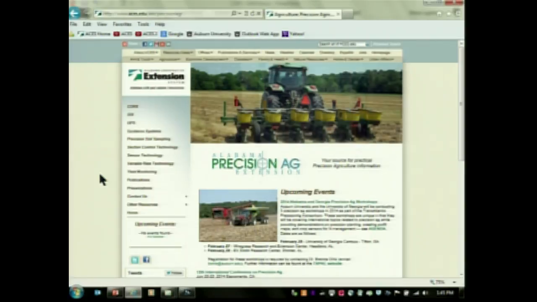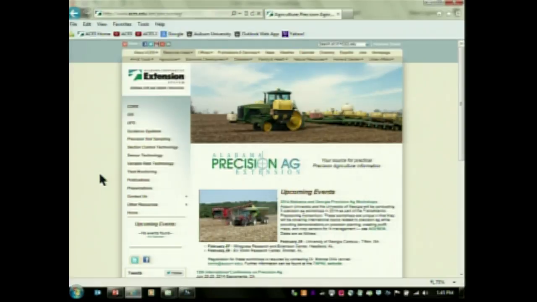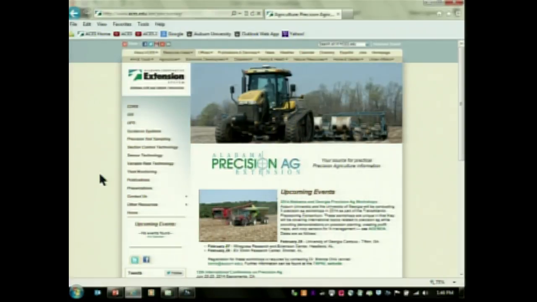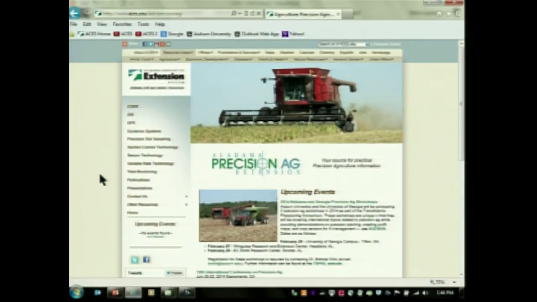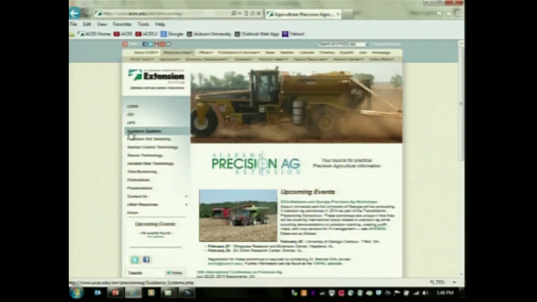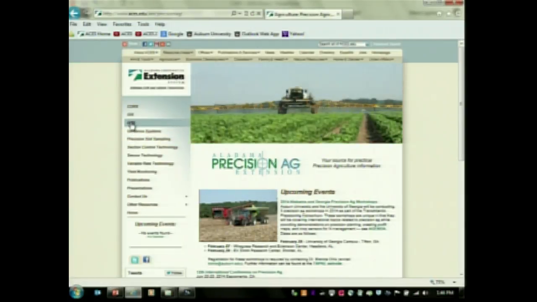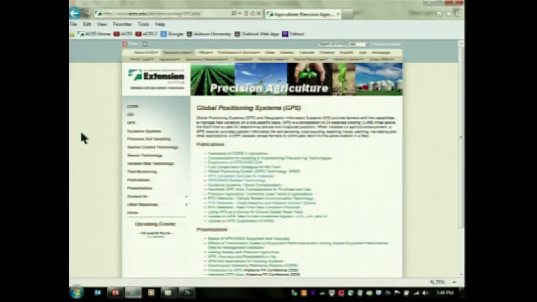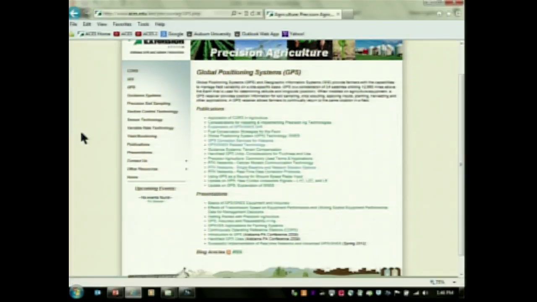Our focus here within the extension system in Alabama is farmers, consultants, and our ag industry in the state. So it's about the real meaning of some of this technology and its benefits, and that's what this has been set up for. We're going to get into detail here on just GPS. You can pull that up and see we've got a pretty extensive publication list, plus presentations that several of the team members have made over the years at various conferences, workshops, or even field days, trying to bring better clarity to this topic.